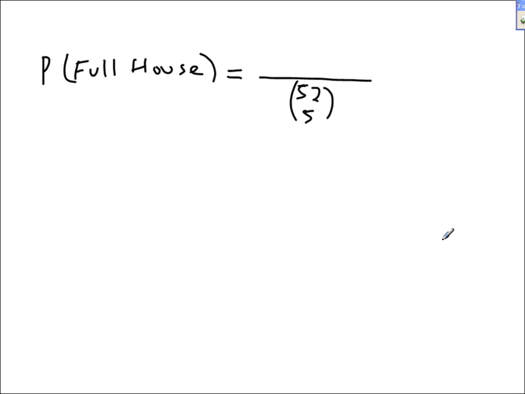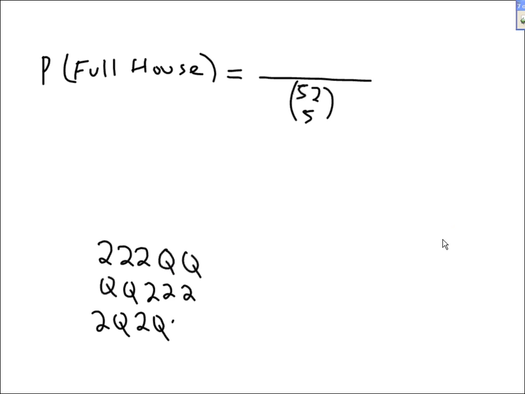Now, what on earth is a full house? Well, it's 3 of a kind along with 2 of a kind. I could have put the Q's first. I can put a 2, a Q, a 2, a Q, and a 2. As long as there are 3 of one kind and 2 of another kind, it's a full house.